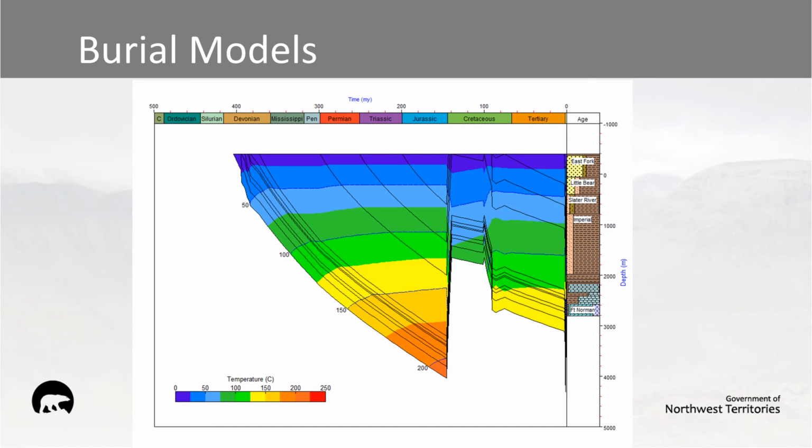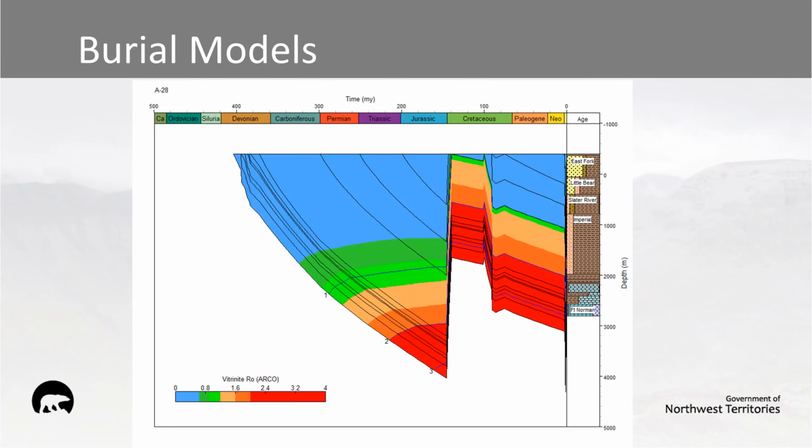There's a few other things you can do with these point models. You can make a series of burial models with different parameters. So first here we have temperature with burial depth for the Keel South A28. Another one you can do is plotting maturity using calculated reflectance according to the curve I showed before.